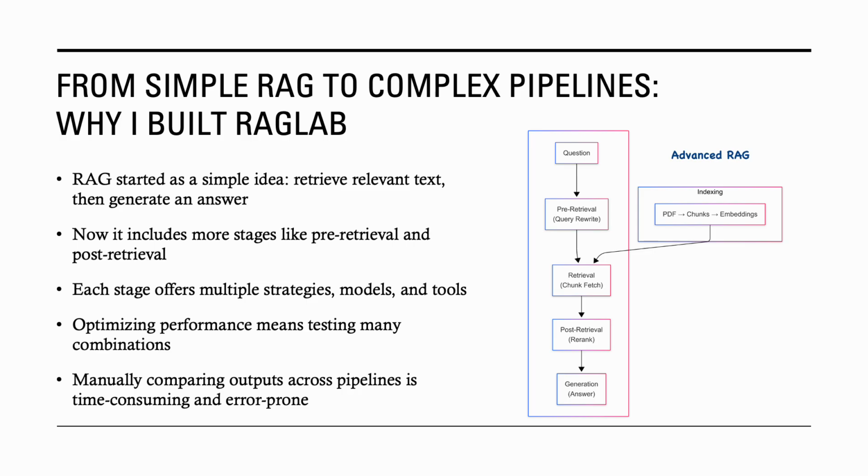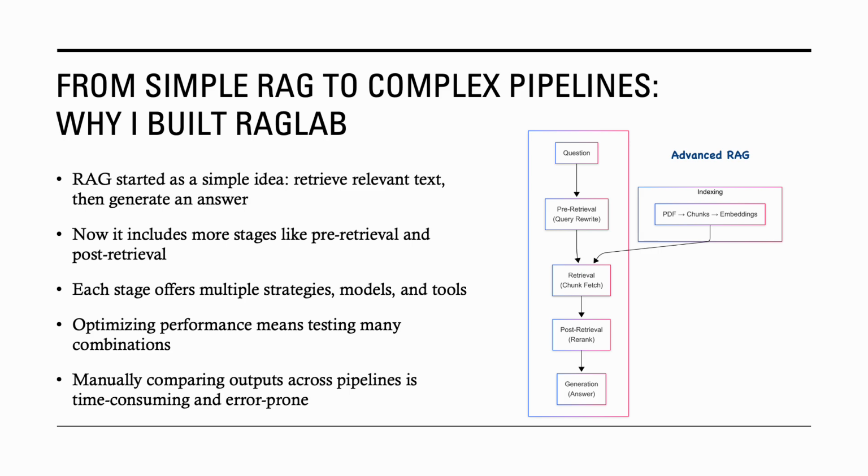As we saw in the last slide, RAG started as a pretty simple idea. Grab some relevant documents, pass them into a language model, and get a better answer. But the field has evolved quickly. Modern RAG systems have added more stages, like pre-retrieval, where the user's question might be rewritten for clarity or context, and post-retrieval, where we might compress or re-rank the retrieved content. And at each of these stages, there are now multiple tools and techniques available.